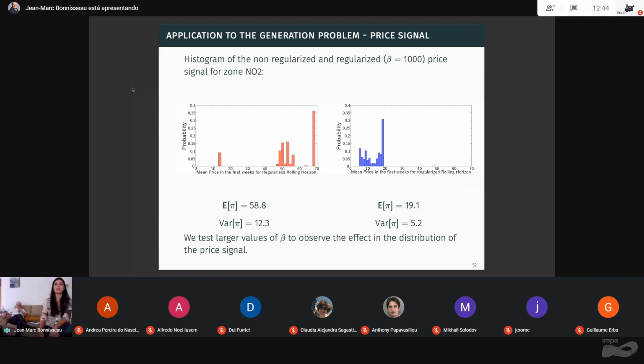When we increase the value of beta, what you see is that this behavior continues. So we have a more and more compact distribution, with fewer values, and with a variance that is decreasing. So here for beta equals 1000, the variance is 5.2. But the expected value also starts to move far away from the rolling horizon. Here the expected value is 19.1.